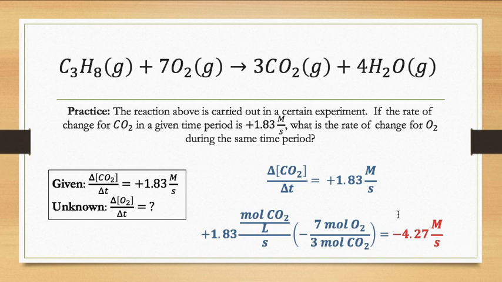And if we calculate that out, we get negative 4.27 molarity per second. Okay, does that make sense? Well, the given value is positive because it's a product. Our value is negative because it's a reactant. Great. And it's roughly double, a little more than double, which makes sense because we're going from 7 moles of O2 to 3 moles of CO2, or vice versa, rather.